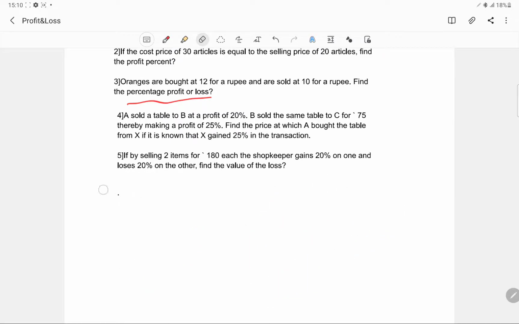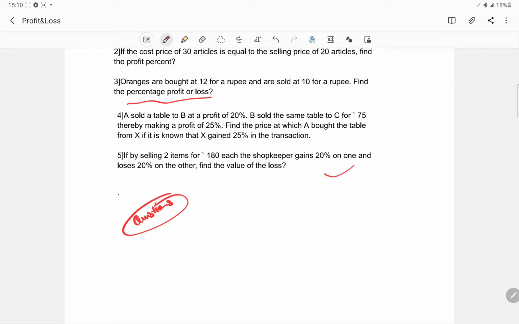Okay, let's move forward to the last question. This is very basic, but you can get questions like this. This will consolidate your understanding of why we always need to calculate over the increased or the decreased value. Okay, if by selling two items for 180 each.